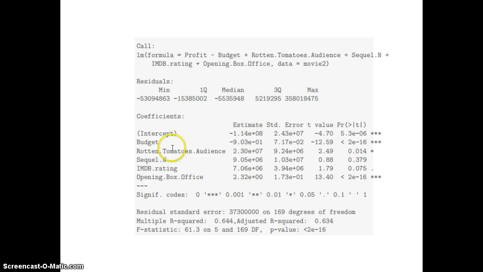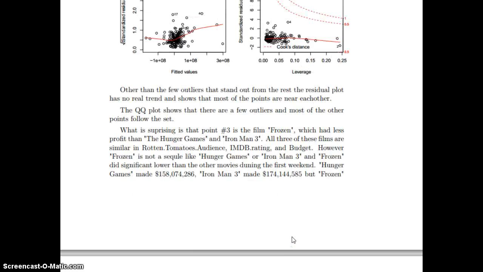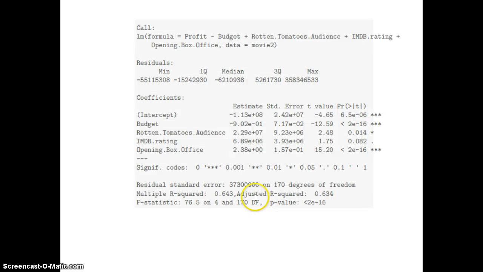Here's the first model, and here I use the 5 variables, and I find that sequel number, so whether it's a sequel or not, isn't as significant as the other variables are. And you see that we have r squared. That's pretty high. It's 0.6. So I decided to take out sequel and then do my next model.